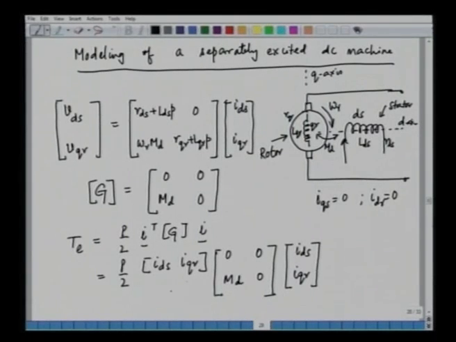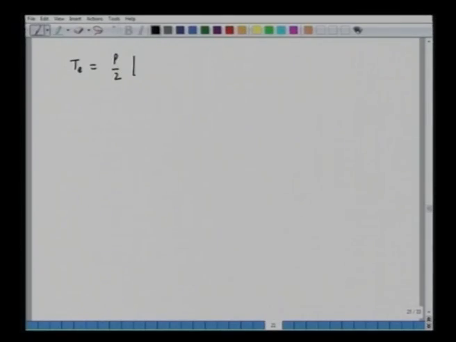So, these are the various parameters of the machine which are given here. Okay? And then if we simplify this torque equation, we will get the following expression. Now, TE is equal to P by 2 MD IQR IDS and IQR. Now, we can simplify this as P by 2 MD IQR into IDS. So, this is the expression of the torque of a separately excited DC motor.